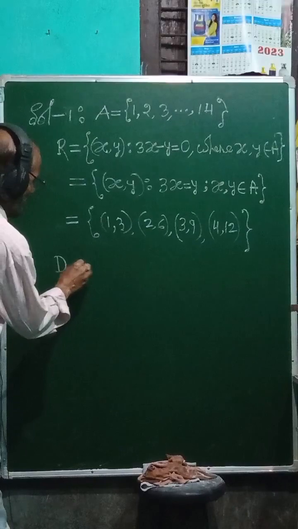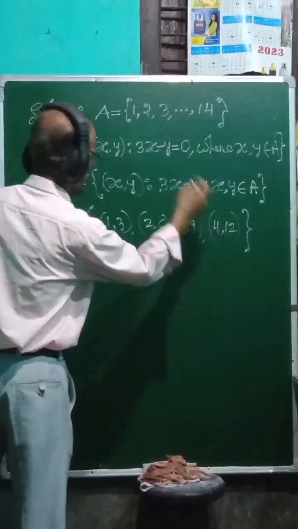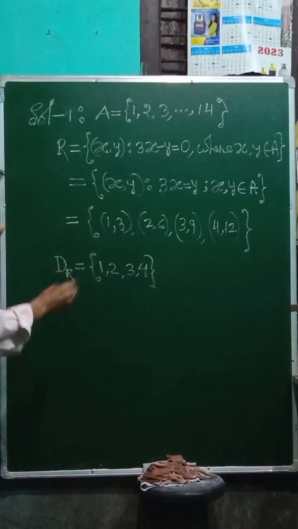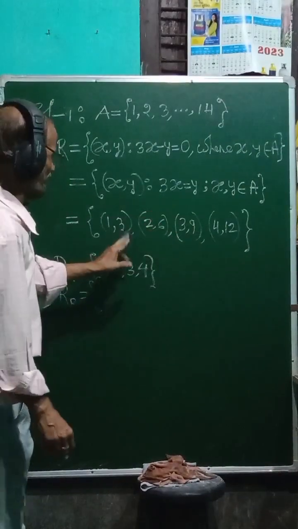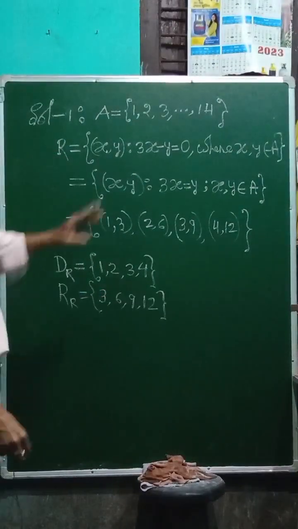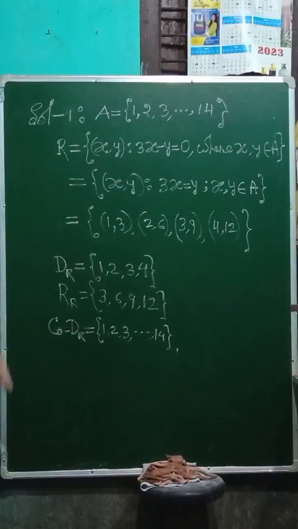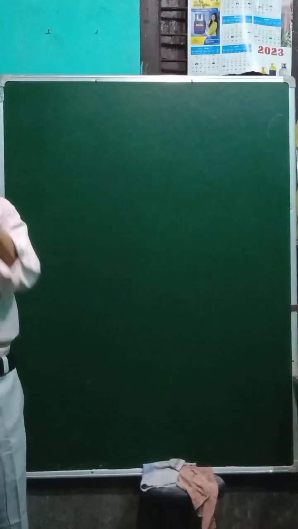Domain of R is equal to the set of first elements 1, 2, 3, 4, and range is the set of second elements 3, 6, 9, 12. And codomain, you see that is the total set itself. This is the answer. Now I am taking a problem equivalent to your exercise question 6.